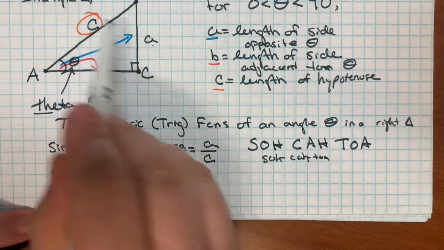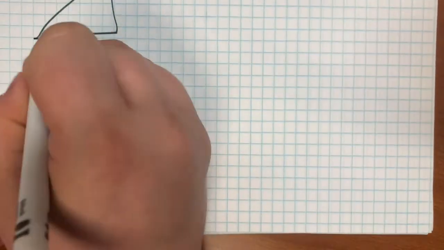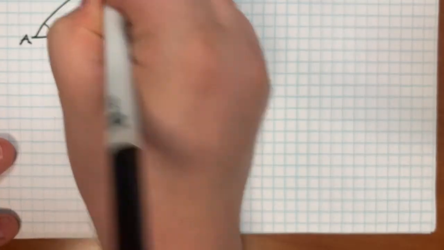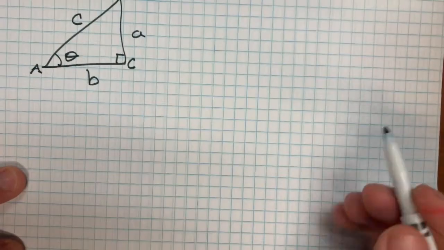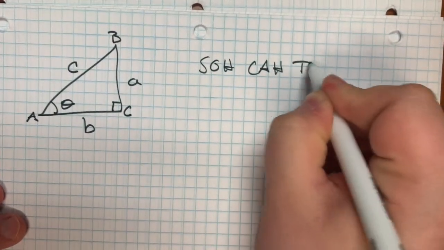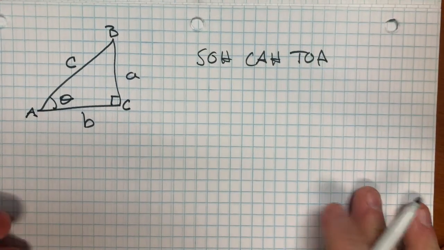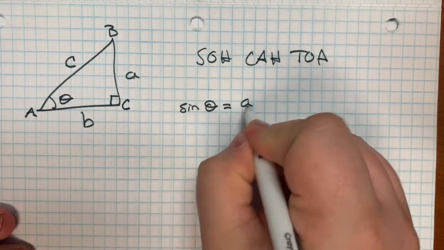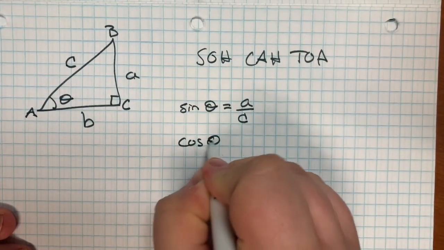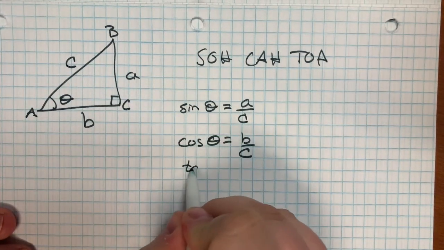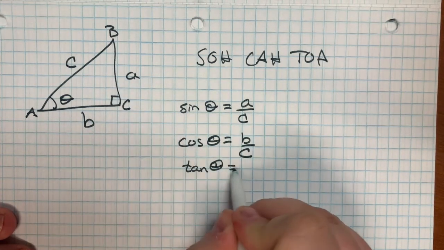Now these aren't the only ratios we can make in a right triangle. So let me rewrite my right triangle real quick. We have theta, A, B, C, just to keep track of everything. And we had SOHCAHTOA. So sine of theta was opposite over hypotenuse, A over C. Cosine of theta, adjacent over hypotenuse. And TOA, tangent of theta, is A over B.